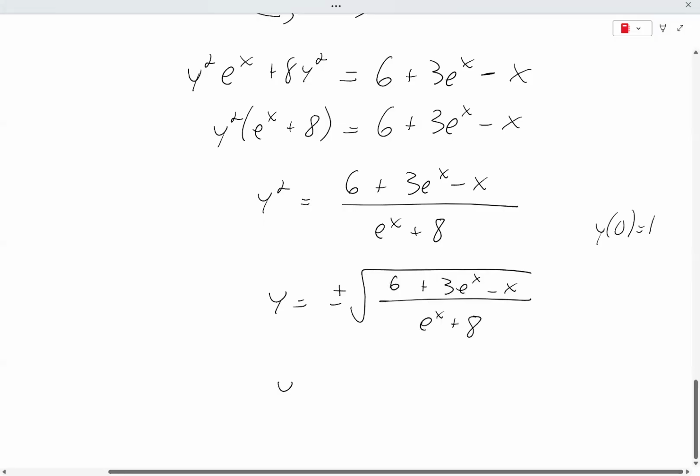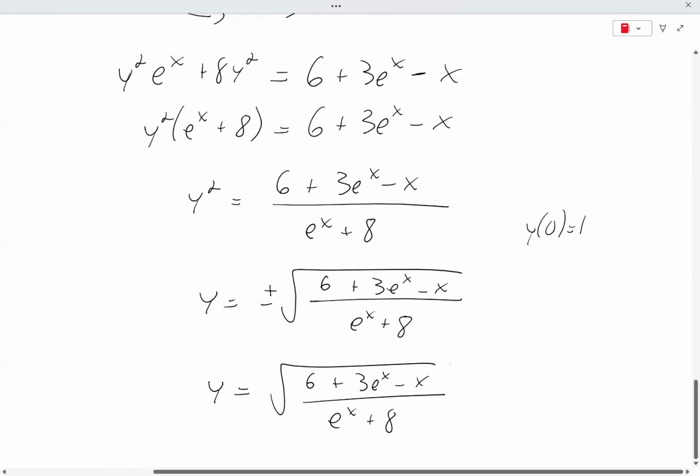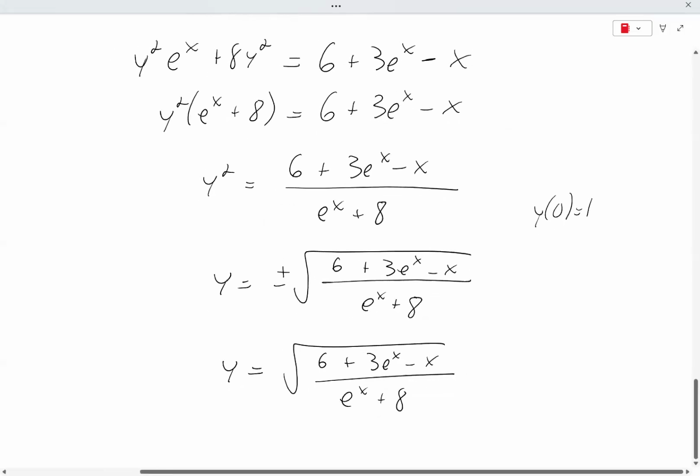Okay, so you get y equals the square root of 6 plus 3 e to the x minus x, over e to the x plus 8. That'd be y as a function of x. This is the solution, with the plus in front there. We don't have to put the plus, but that'd be it.